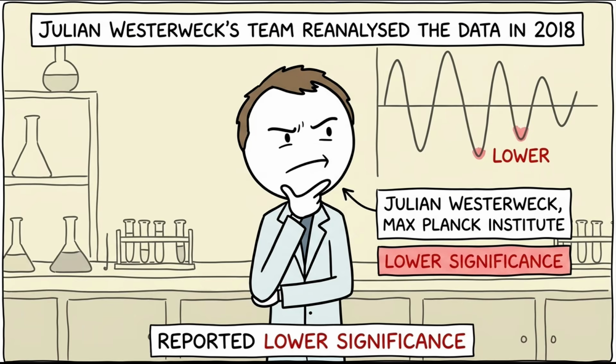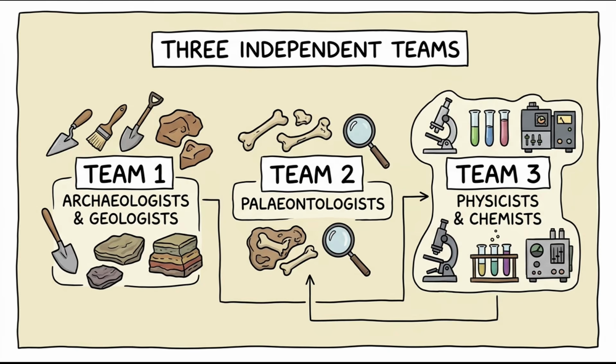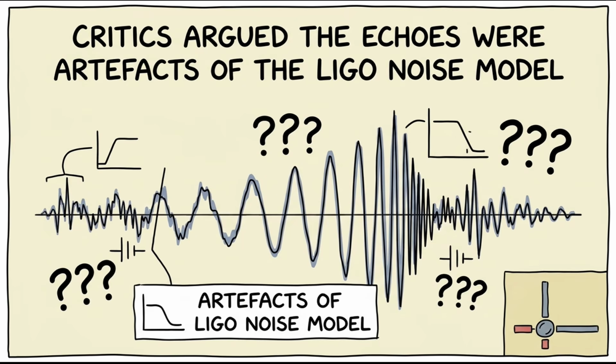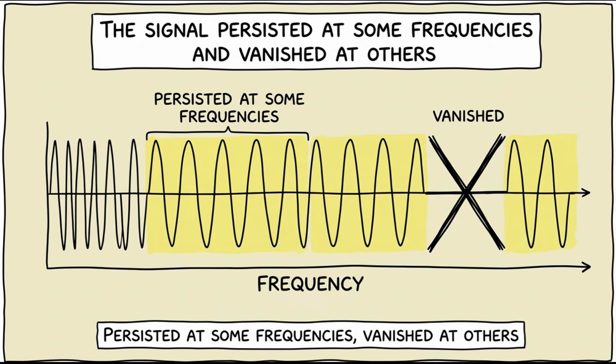Julian Westerweck's team at the Max Planck Institute reanalyzed the data in 2018 and reported the significance was lower. Randy Conklin, Bob Holdham, and Jing Ren at the University of Toronto found the signal again in 2018 at higher confidence. 3 independent teams. 2 confirmed, 1 retracted. Critics argued the echoes were artifacts of the LIGO noise model. New noise models were built. The signal persisted at some frequencies and vanished at others.